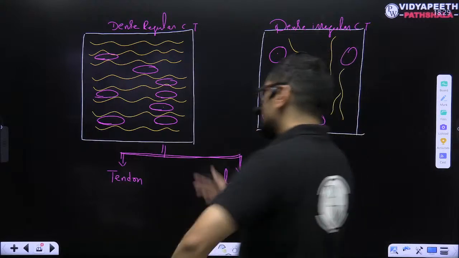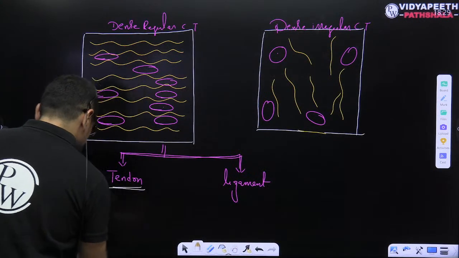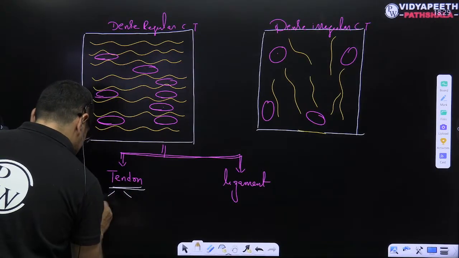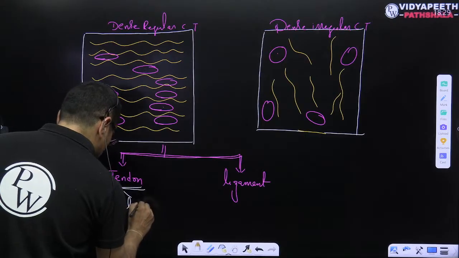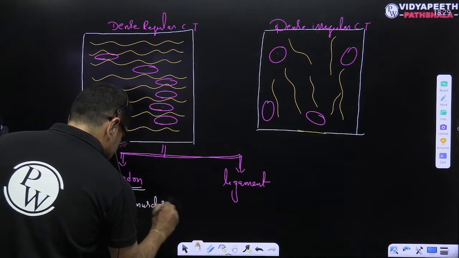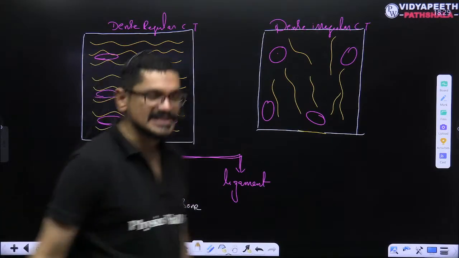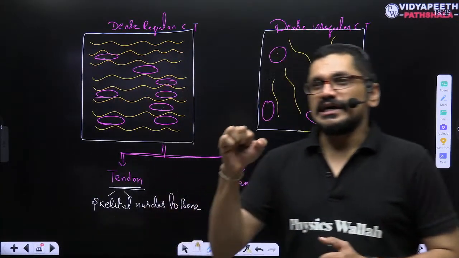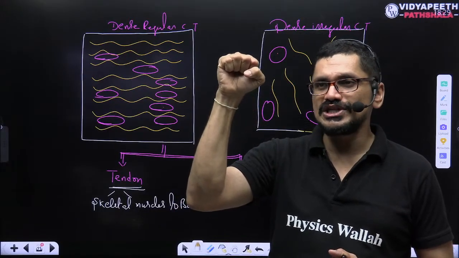Okay. And now see tendon, ligament. What is this tendon? What is this ligament? Tendon means the structure which connects skeletal muscles to bones. Skeletal muscles to bones. Now listen here. See, can we move this hand? Can we move this bone?